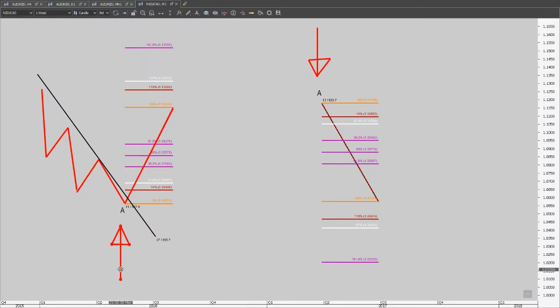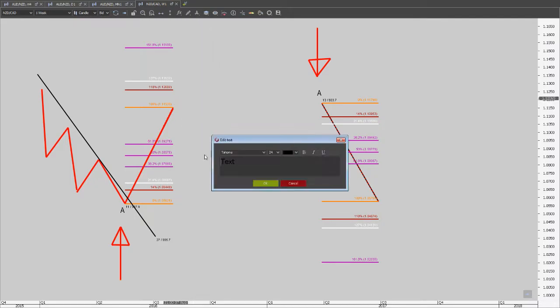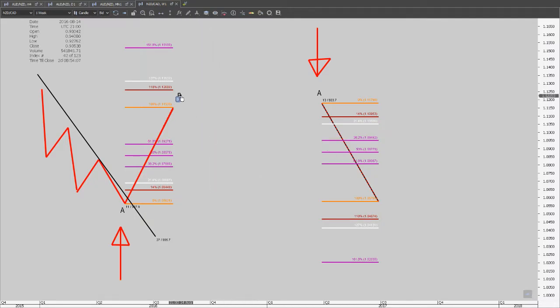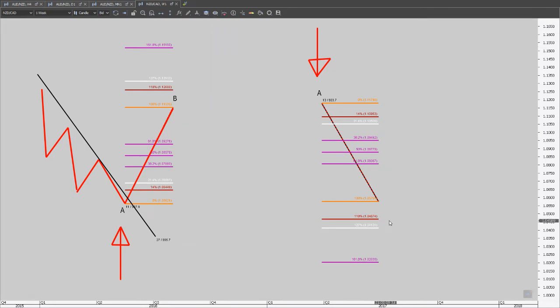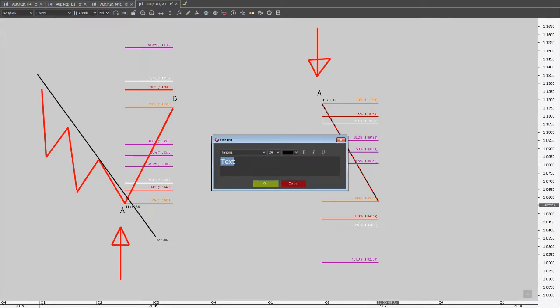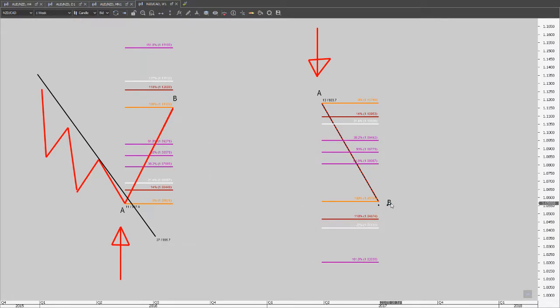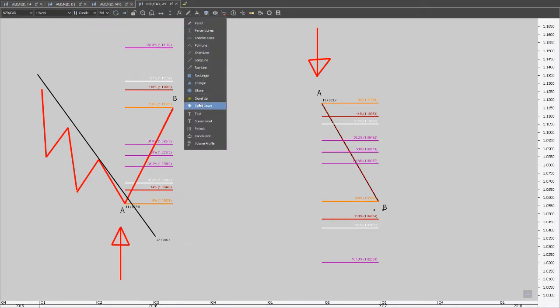Now, let's get back to the uptrend. What is the B? The B is the first high as soon as possible after the A. Right? Nothing complicated, nothing too difficult. Now, what is the B in a downtrend? It's the same. The B in a downtrend is the first low as soon as possible after the A. Right? Nothing complicated. So, now, let's go back to the uptrend.